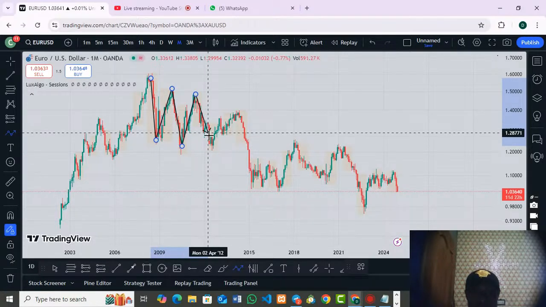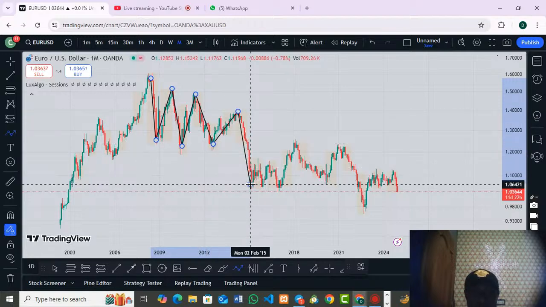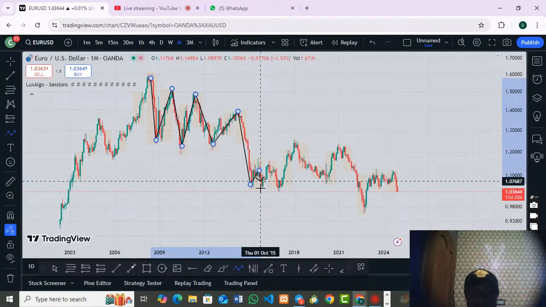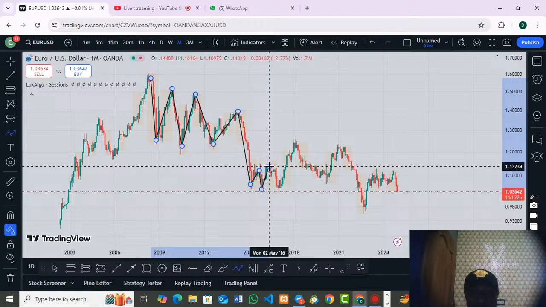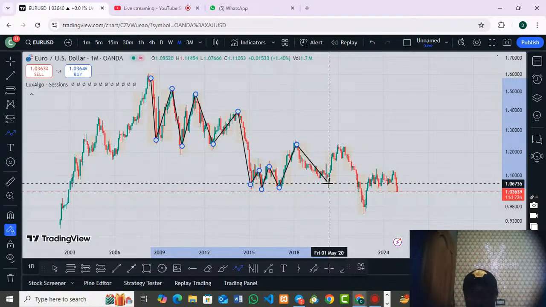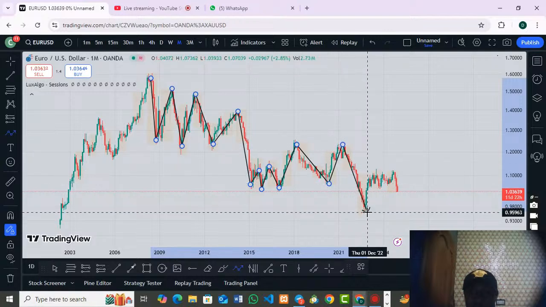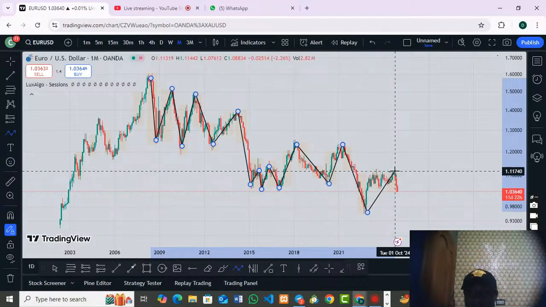So we are having this lower high, lower low. We are having equal bottoms over here, a triple bottom, and price came down to sweep liquidity. So you are having a lower high, lower low. This is the last lower high over here, the last lower high.